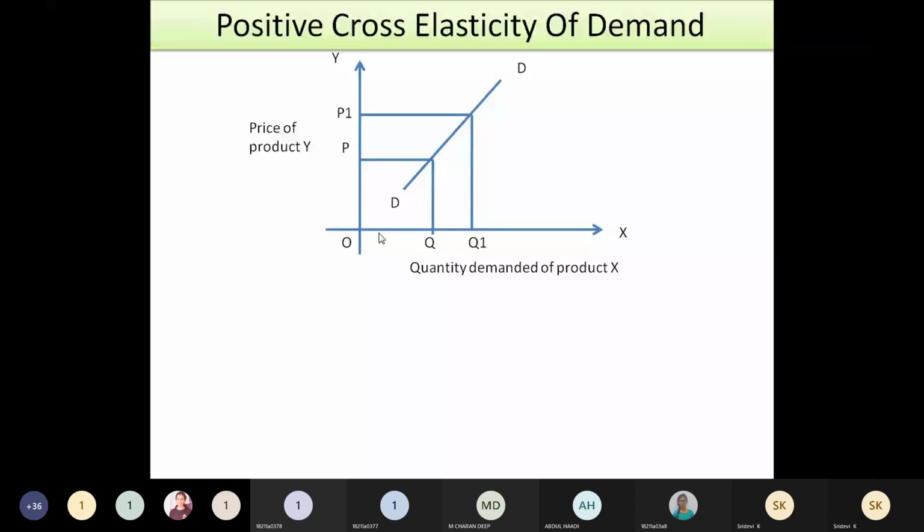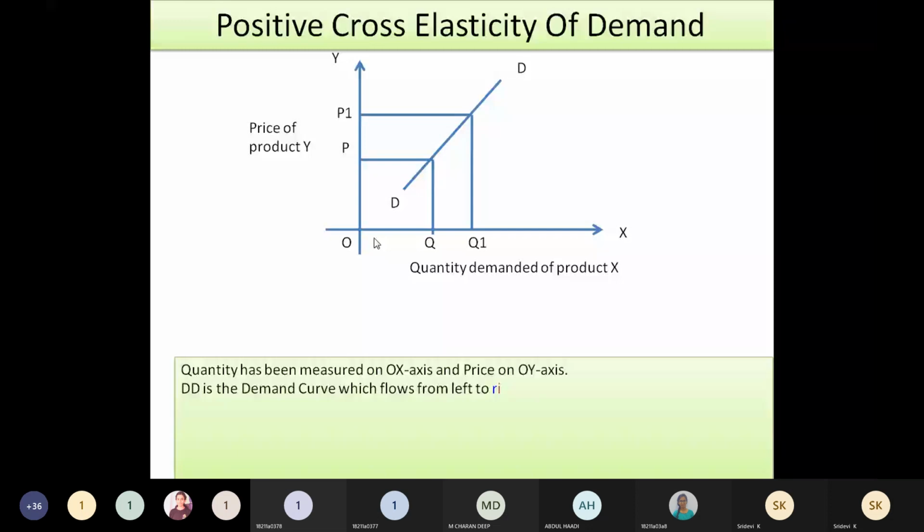So x-axis, y-axis you have to write, and while writing the DD curve, demand curve is flowing from left to right upwards, you have to write, see, left to right upwards. Always you have to explain the graph from left to right, how it is flowing. So P2, P1, if the price is increasing, the quantity is increasing to Q2, Q1. Increasing here, you have to keep in mind that increase in price and increase in quantity.